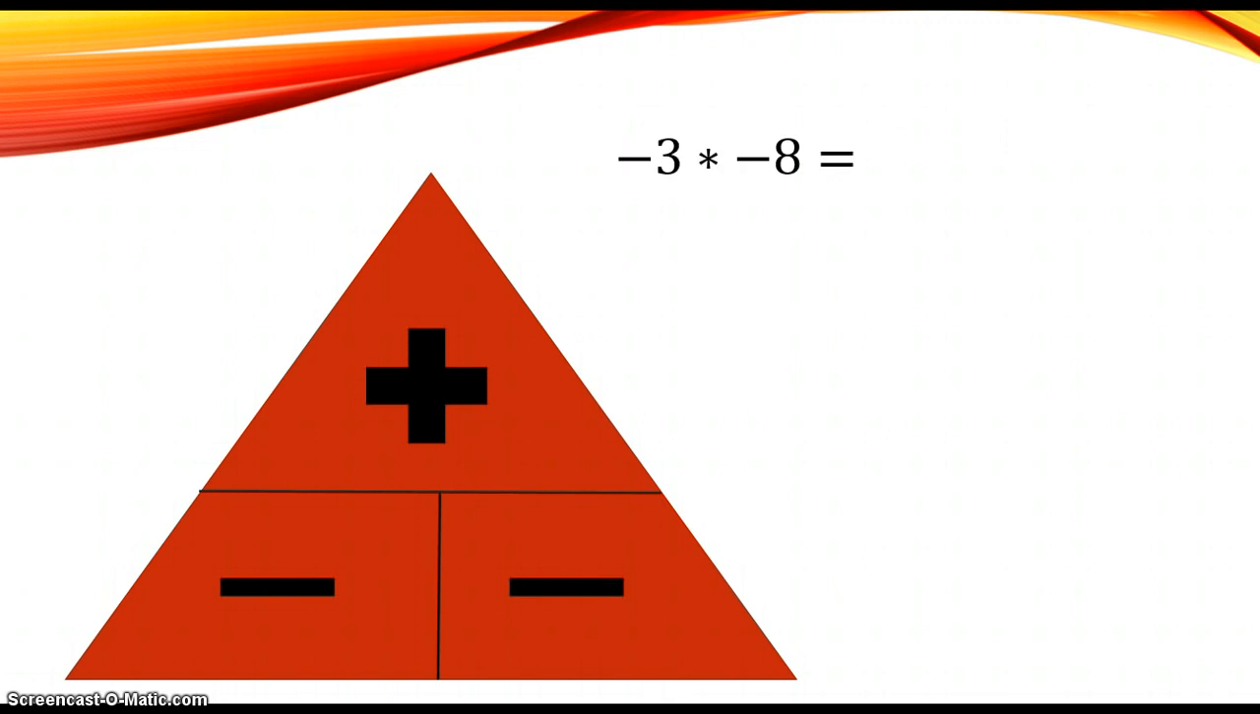In this problem, we're taking negative 3 times a negative 8. Since both numbers are negative, I'm going to draw a line through the two negatives on my triangle. Notice the plus sign is left on top, or a positive. This means my answer is positive. Now I multiply the numbers. 3 times 8 is 24. So my answer is a positive 24.